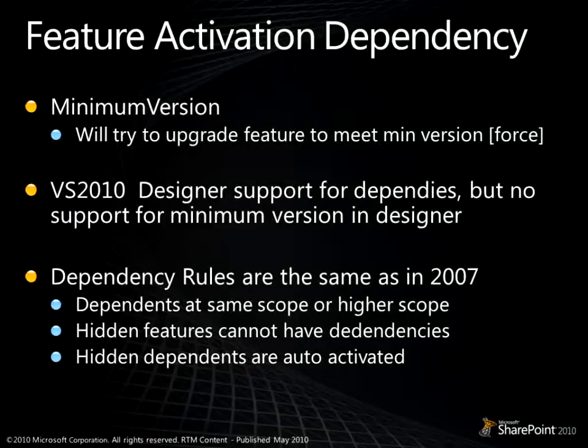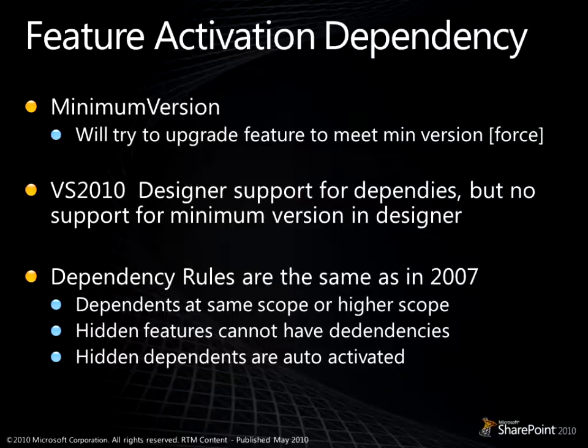If the minimum version has been defined, we will try to upgrade the dependent feature if it's upgradable and does not meet the minimum version requirement. Even if we detect that the upgrade would not get our version to what we would need, we would still upgrade it. The idea is that at least the feature version is closer to the objective. Other than the minimal version attribute, the dependency rules are the same as in 2007.